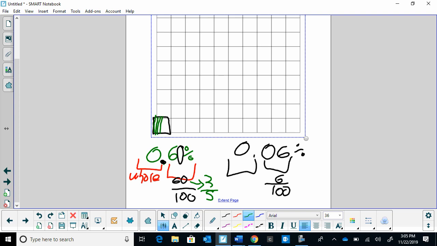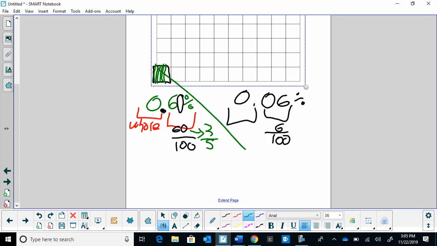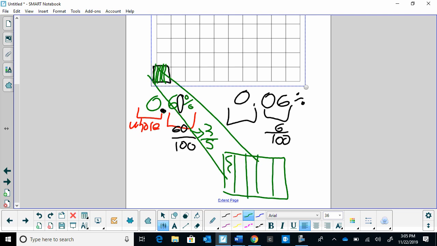1, 2, 3, 4, 5. And I'd color in 3 of those 5. That's a little hard to see, which is why it helps to zoom in on that one tiny square and see that I split it into 1, 2, 3, 4, 5 and color in 1, 2, 3 of them.